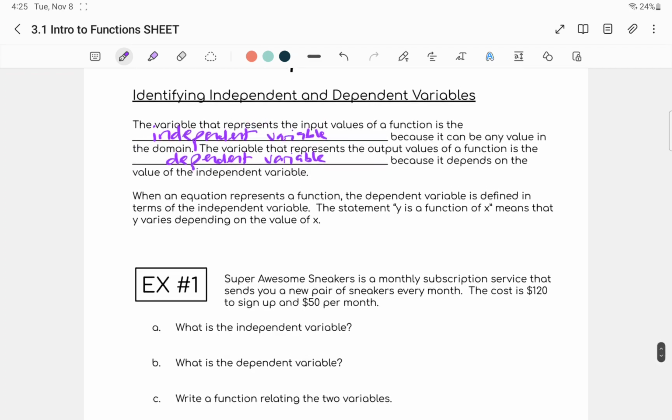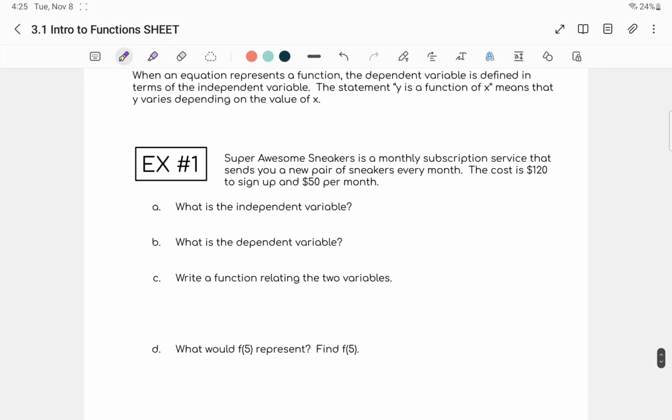Super Awesome Sneakers is a monthly subscription service that sends you a new pair of sneakers every month. The cost is $120 to sign up and $50 per month. So let's define our independent and dependent variables.